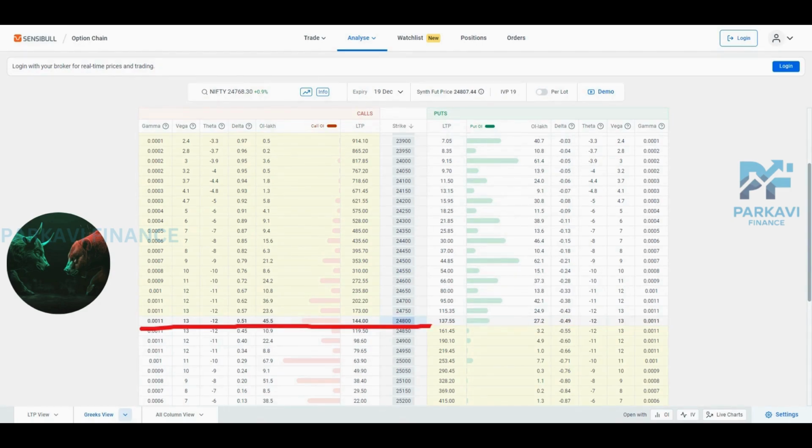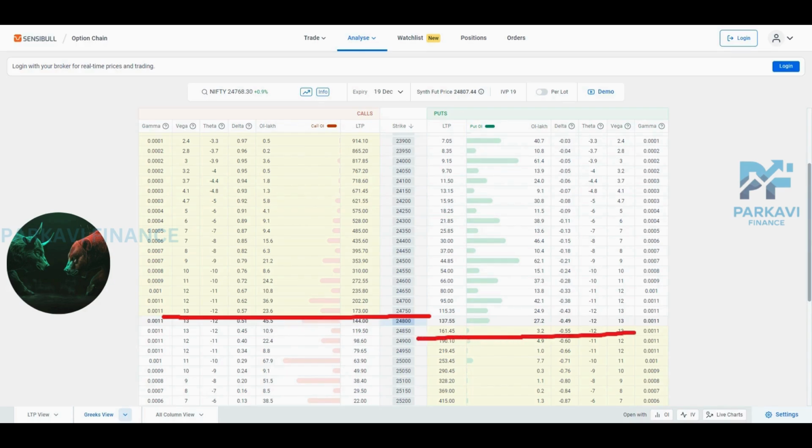I hope this explanation helps you understand the key factors that influence the pricing of Nifty options and how to calculate their intrinsic value.